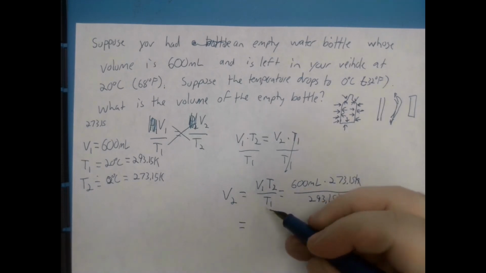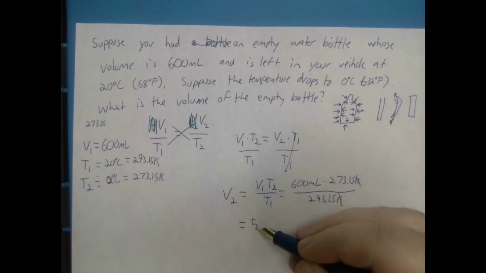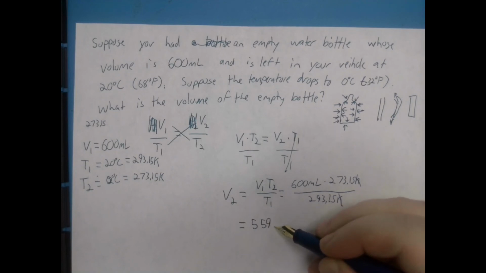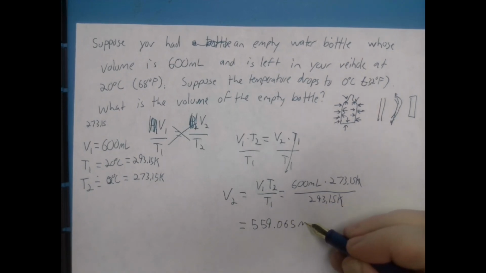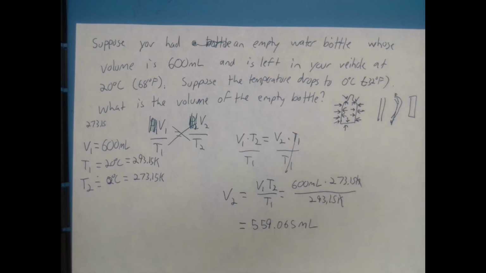We can see that the new volume is 559.065 milliliters. So 559 milliliters. The bottle has strength. Make sense?